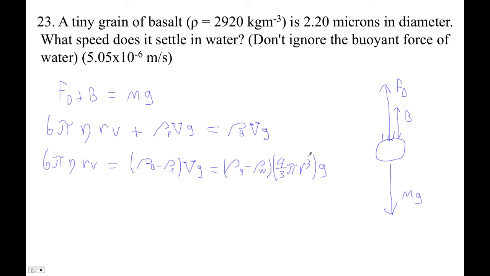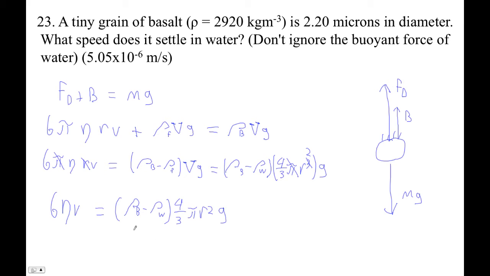Okay, and then what are we trying to do? What speed? Oh, we're trying to find the velocity. So notice that pi goes the way of the bison. Notice that one of the r's goes away, and that's squared. So we end up with 6 viscosity V equals, wow, it all canceled, the density of the basalt minus density of the water times 4/3 pi r squared times g, and then we're trying to solve for the v here.